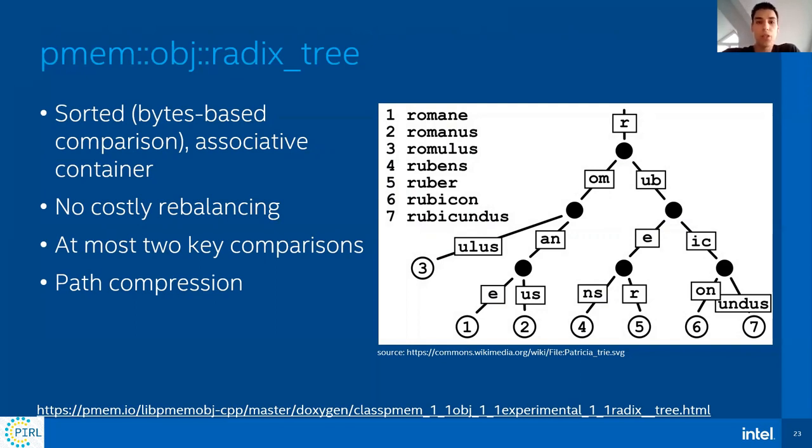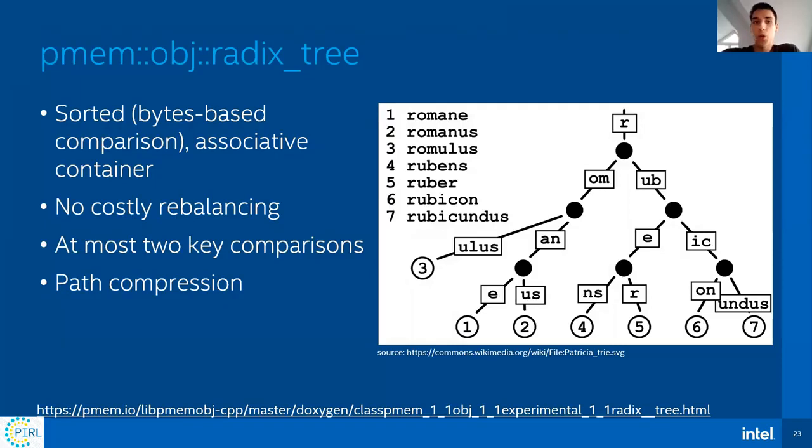And the important characteristic of a radix tree is that there is no rebalancing. In some cases, when there is path compression, we might need to split an edge. But even in that case, this is only one extra allocation and one extra pointer swap. So this is not as costly as rebalancing in B-tree or binary trees.